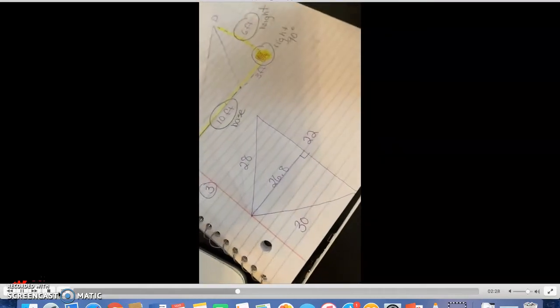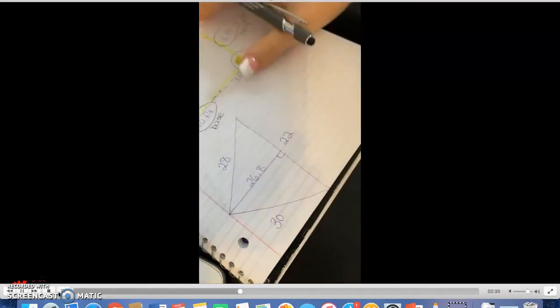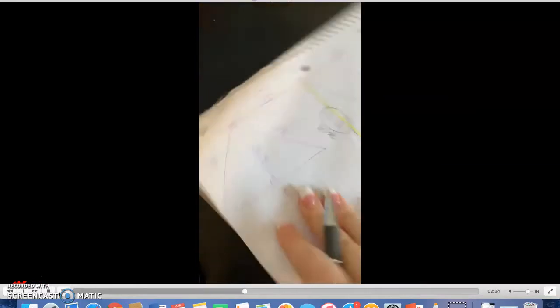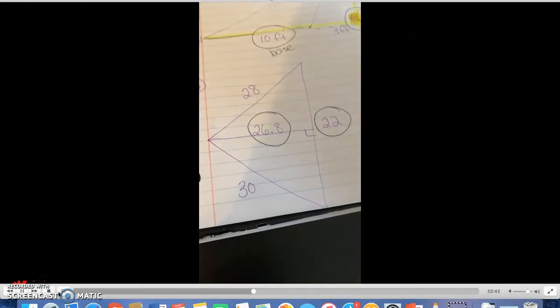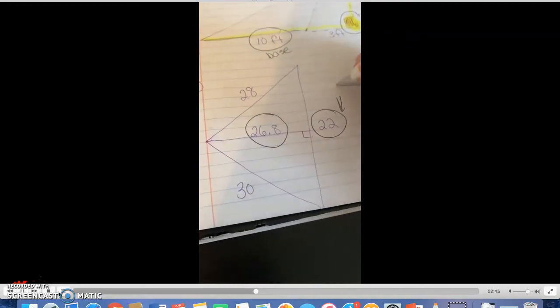Question number 3, so I have a triangle. If I look at it this way, it's sideways, or I could turn my notebook that way, but let's keep it because you can see them anyway. So for this, 22 and 26.8 would be my base and my height. 22 would be my base and 26.8 would be my height.